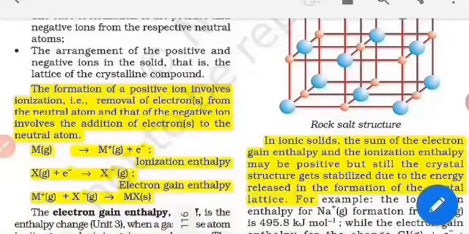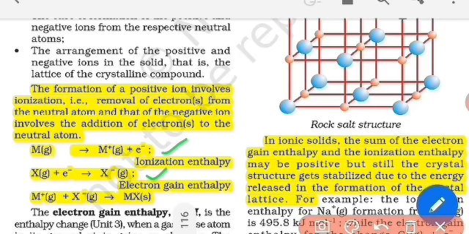The formation of a positive ion involves ionization, that is removal of an electron, and during formation of an anion, an electron is added to the neutral atom. During formation of a cation, some amount of energy is supplied to the atom, which is known as ionization enthalpy, and during formation of an anion, some amount of energy is released, which is known as electron gain enthalpy. These cations and anions are then attached to each other through electrostatic force of attraction, and an ionic compound is formed.